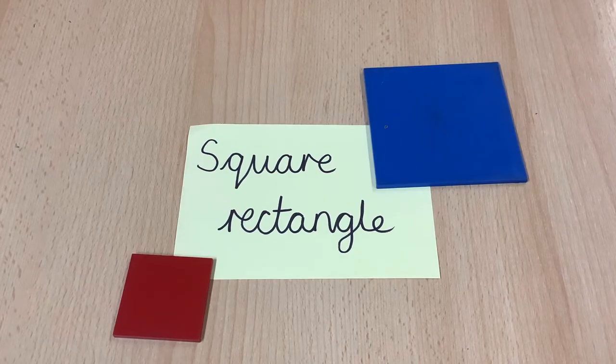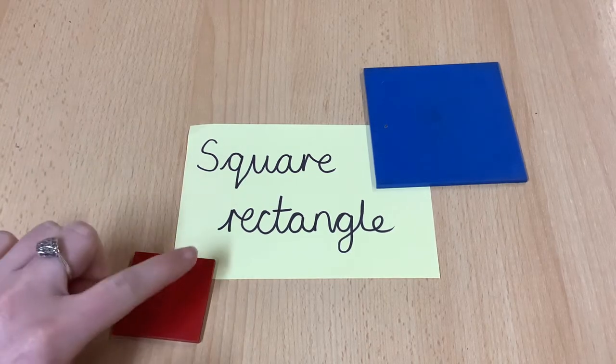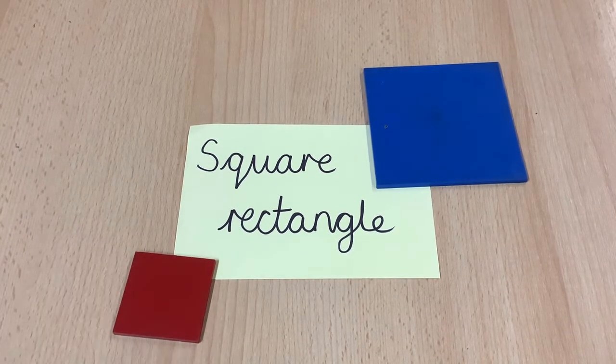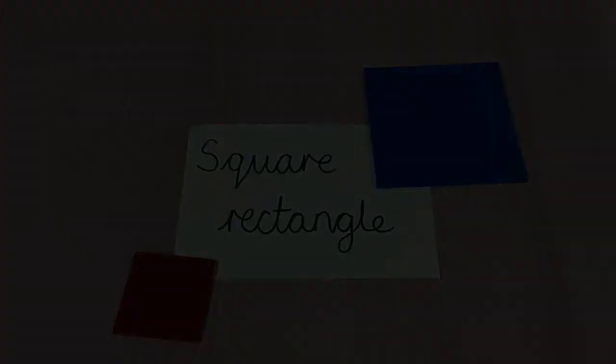The next shape I'm going to show you is a square rectangle. So a square is a special type of rectangle. It has 4 sides that are all the same length, and it has 4 right angles. A square rectangle has 4 vertices, 4 corners.